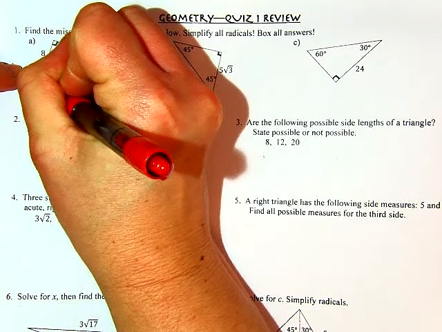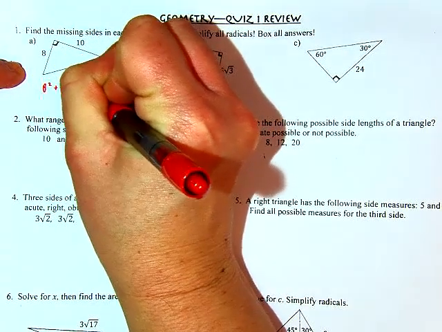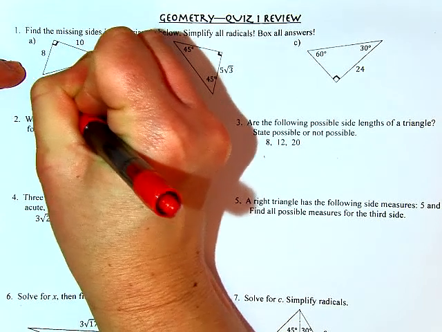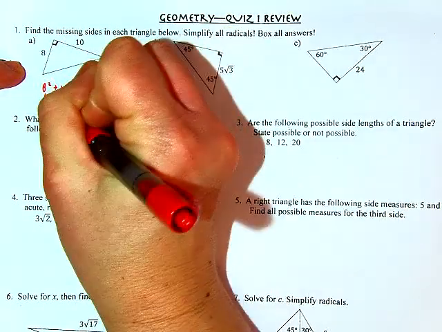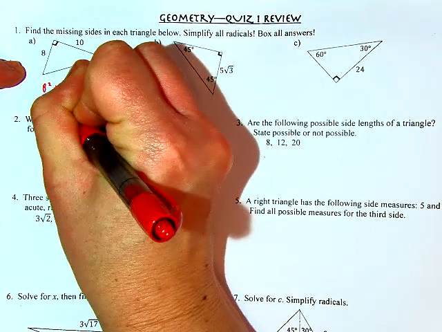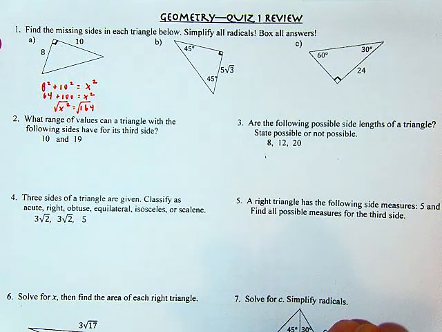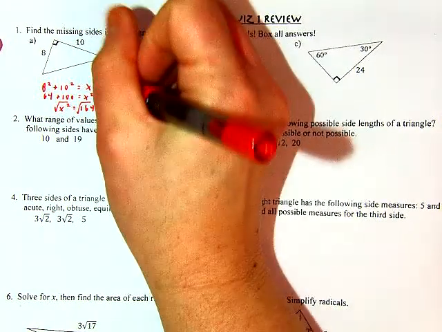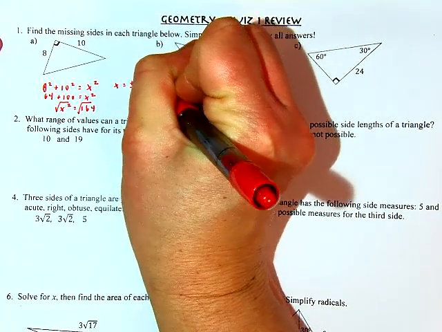So I know that 8 squared plus 10 squared equals x squared. So then I have 64 plus 100 equals x squared. So x squared equals 164. Take the square root of each side. So 164 is 4 times 41. So I end up with plus or minus 2 root 41.